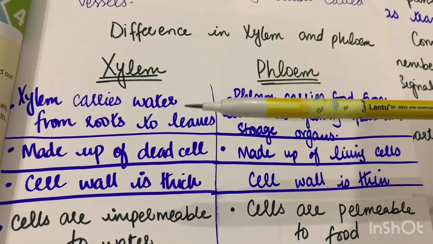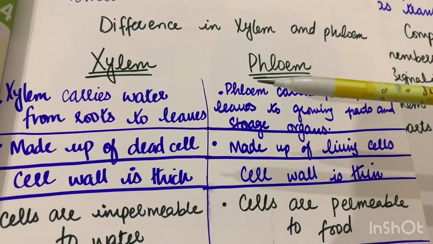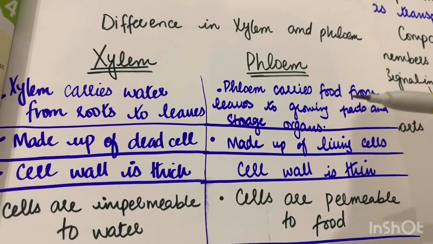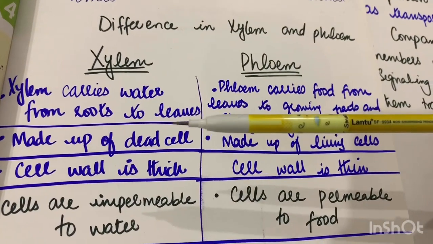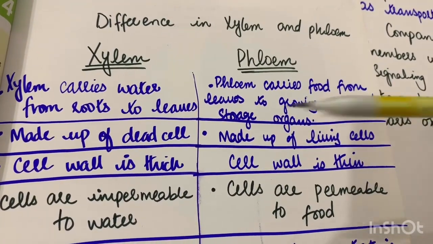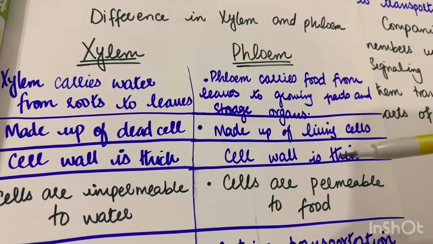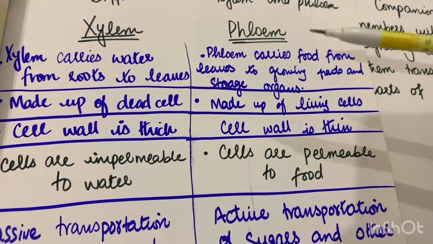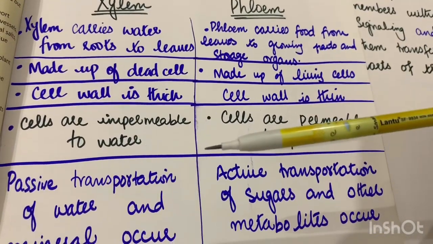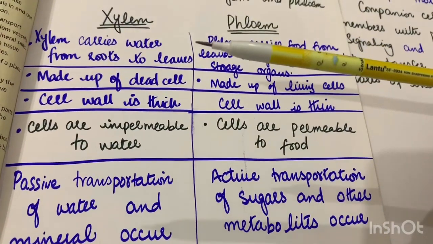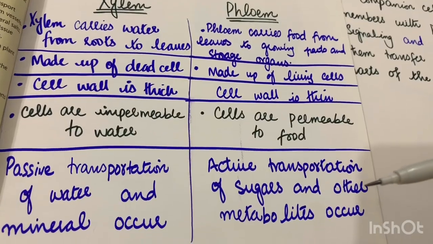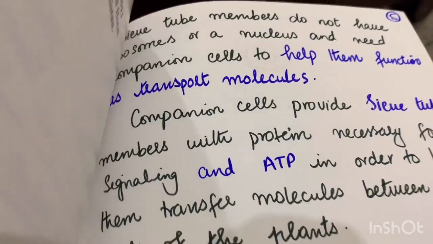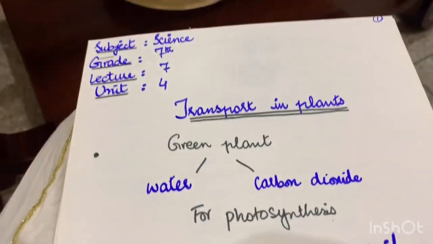Xylem carries water from roots to leaves, whereas phloem carries food from leaves to growing parts and storage organs. Xylem is made up of dead cells, and phloem is made up of living cells. The cell wall is thick in xylem, whereas the cell wall is thin in phloem. Cells are impermeable to water in xylem, whereas cells are permeable to food in phloem. Passive transportation of water and minerals occurs in xylem, whereas active transportation of sugars and other metabolites occurs in phloem. For the lecture, if you have any questions or queries related to anything, just feel free to ask.